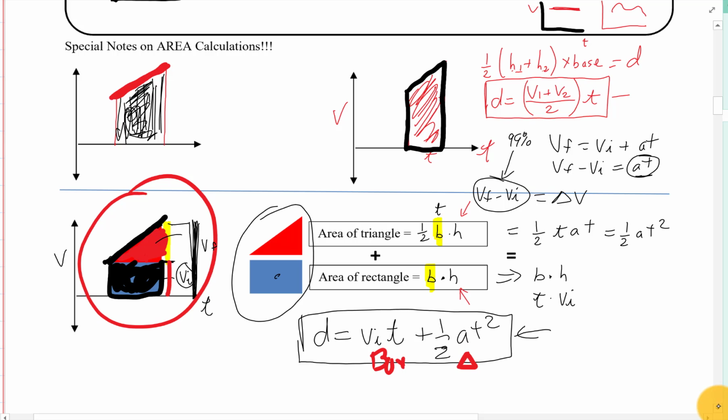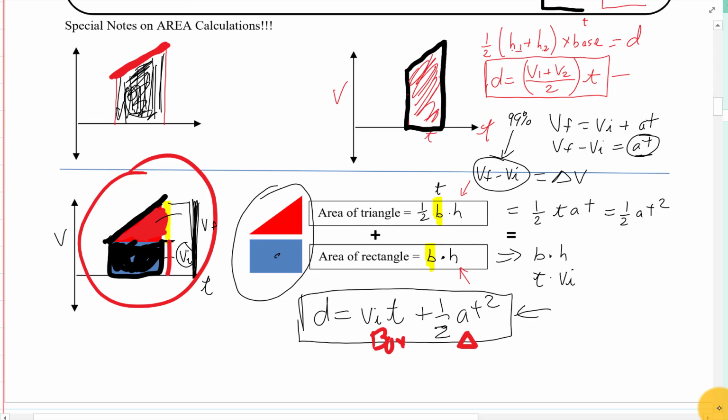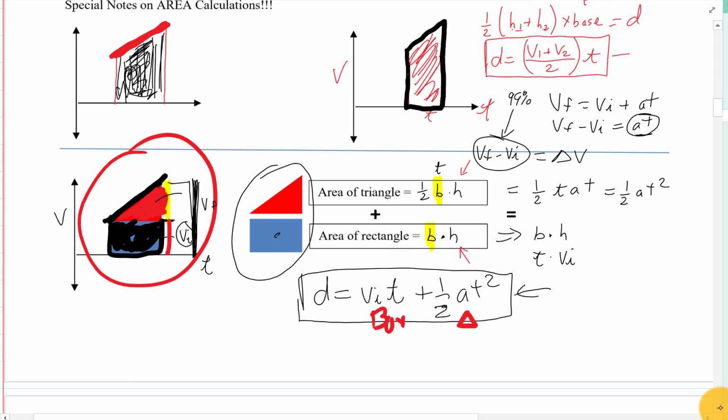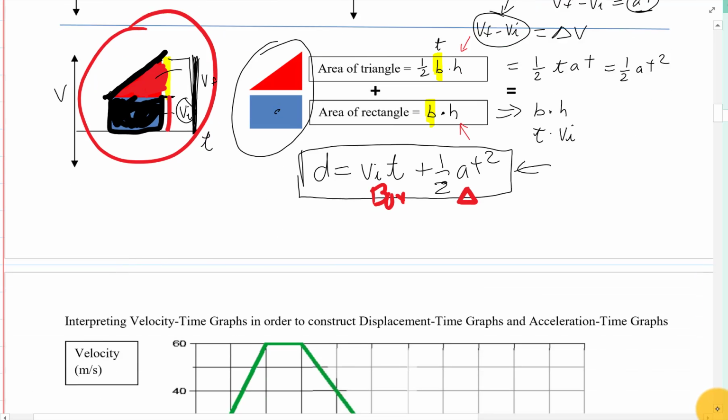I see the smiles on your faces going, oh, okay, what other formulas are there, Mr. Curl? Sorry, not today. You don't get the VF squared equals VI squared plus 2AD. Not yet. But I bet you're looking at that going, what geometric shape is that? Okay?